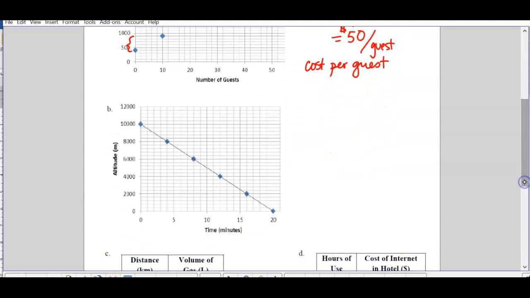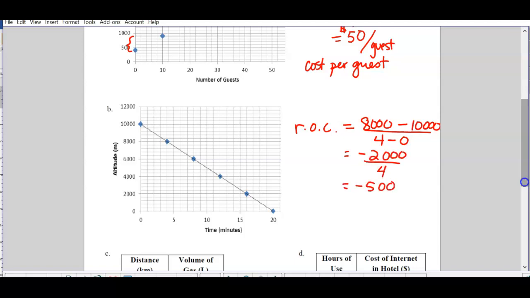Next one, what is it? Altitude and time in minutes. So again, I always start at 0 because it's easiest. So now for my rate of change, I always go the second value over the first. So 8,000 minus 10,000 over 4 minus 0 in minutes. So that's going to be negative 2,000 over 4, which is negative 500.